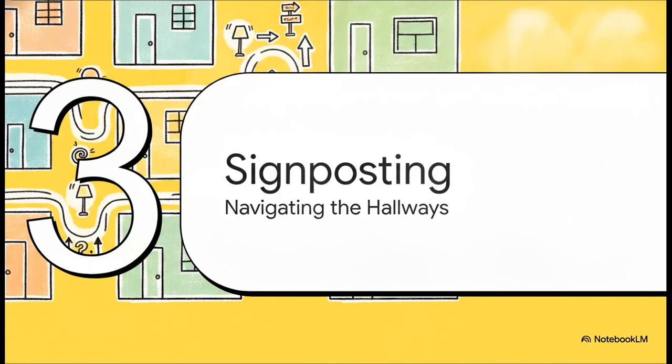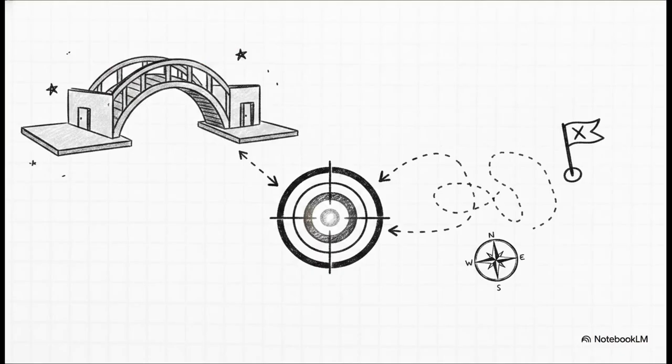Which brings us to Section 3, transitions and signposting, navigating the hallways. Once we've got the blueprint fixed, we move to the paths. If your sections are the rooms of the house, your transitions and signposts are the hallways connecting them.